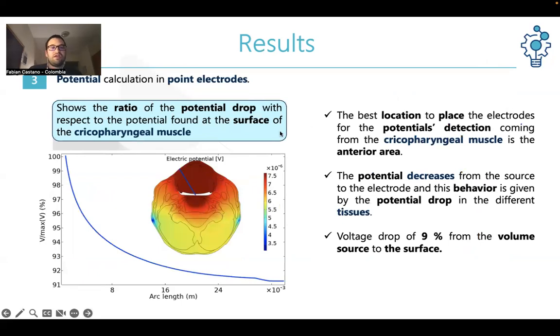Then with this, we describe the better location to place the electrodes to detect the potential, but also to make the stimulation of the cricopharyngeal muscle. And also we figure out that the potential decreases from the source to the surface. That's why we need to provide a voltage that is equivalent to produce some stimulation in the internal muscle. And yes, it is a good result.